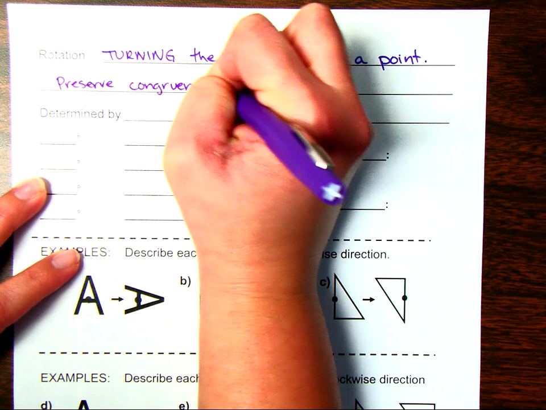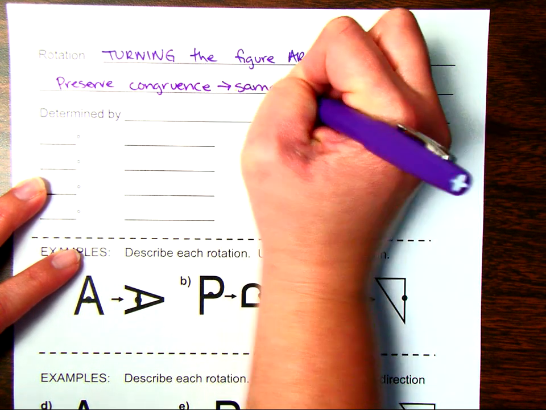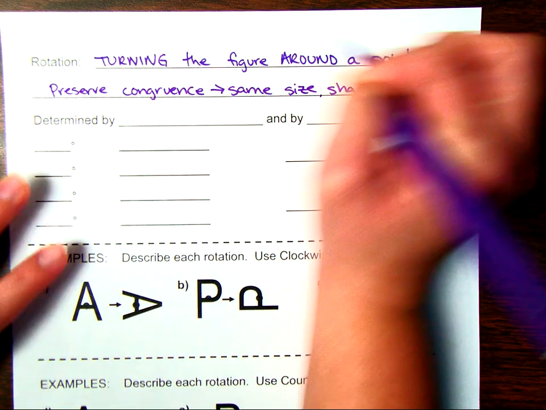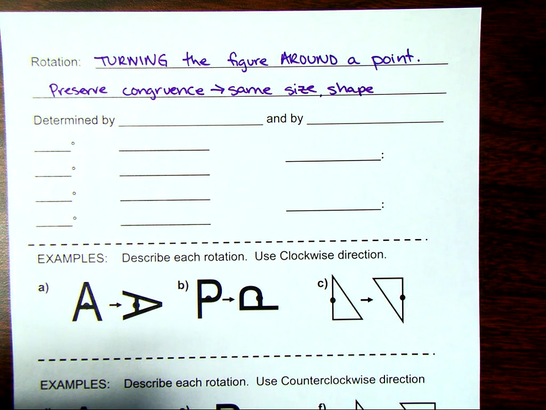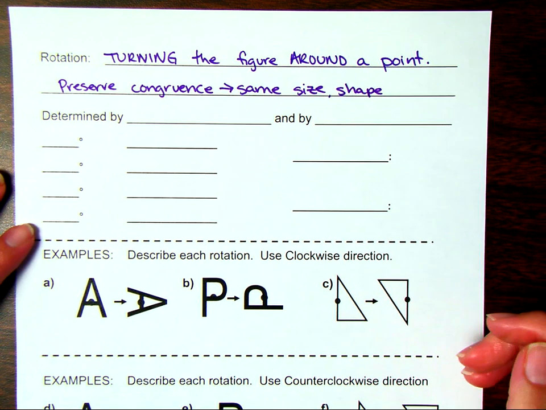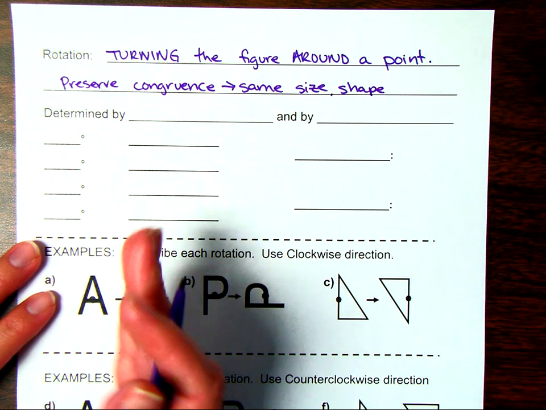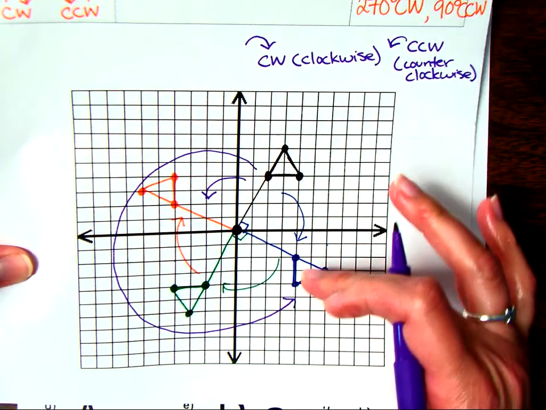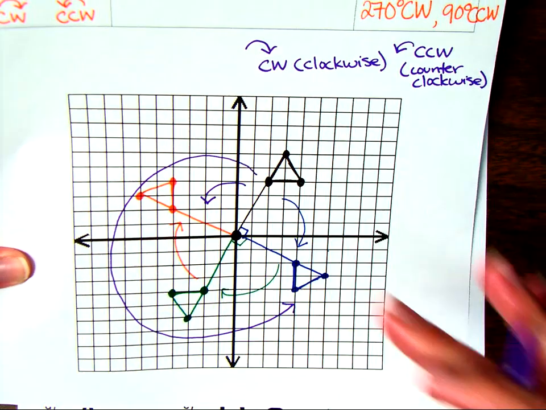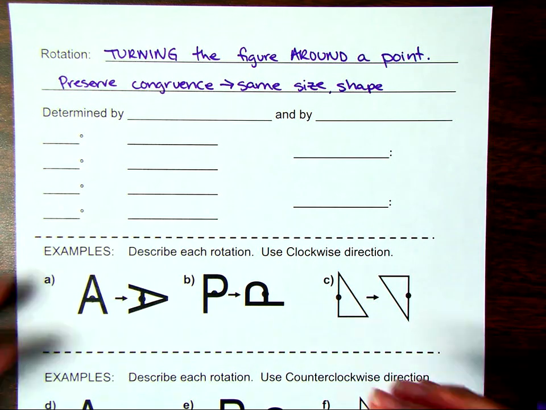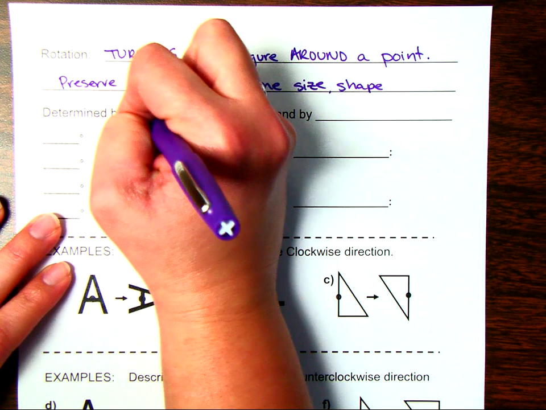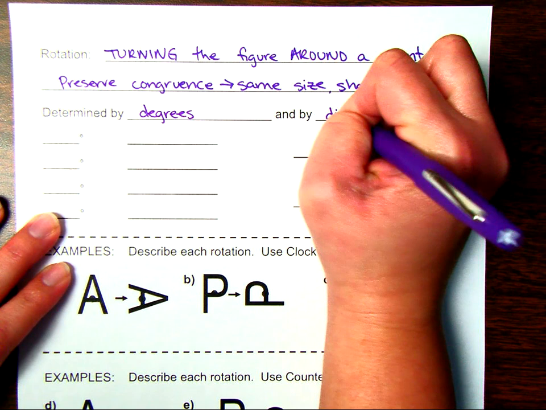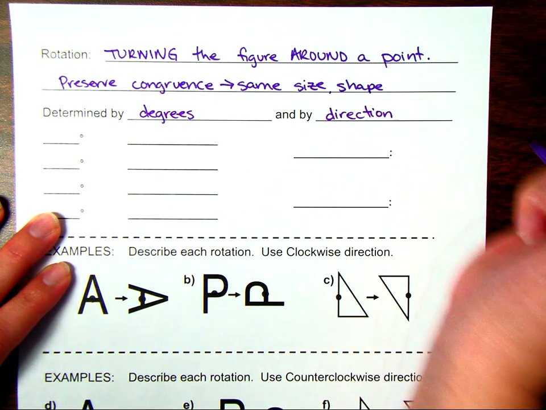That means the shape, same size, same shape. It's just been relocated, okay? So it's the same size, same shape, it's just moving in a different direction, okay? So that flag is the same exact size, same exact shape, it's just in a different spot. We've just turned it. So this is going to be determined by degrees and by direction, like what we just summed up on that table.